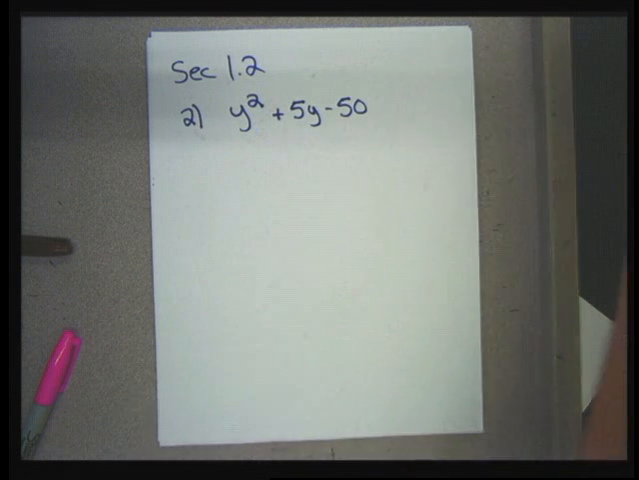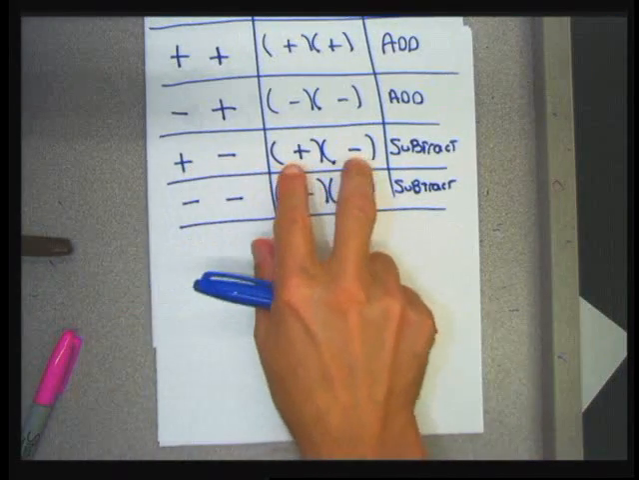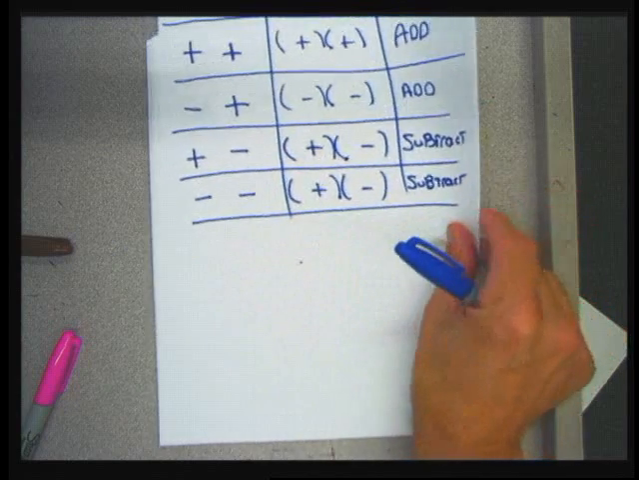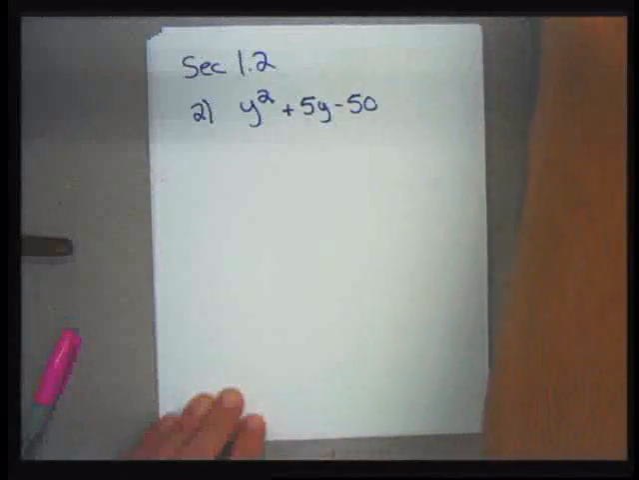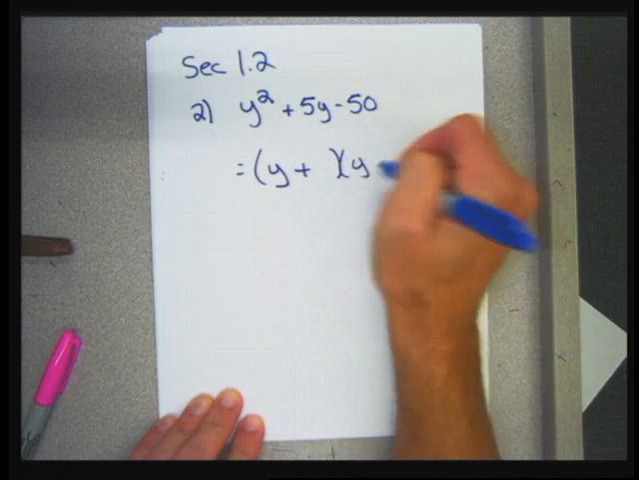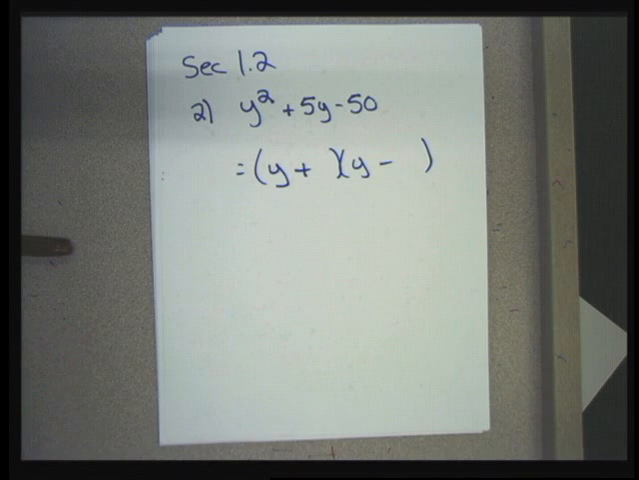So my template's going to tell me that this problem starts with a plus and a minus. My parentheses are going to have a plus and a minus. I'm subtracting to get the middle term. When the signs are different, I have to be careful to get the numbers in the right place. So I know without any thought that my firsts are a couple of y's to give me my y squared. My templated signs tell me it's plus and minus.